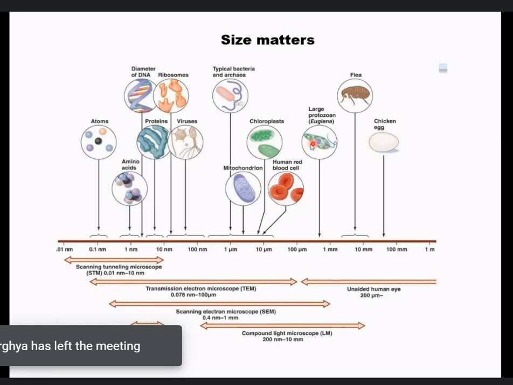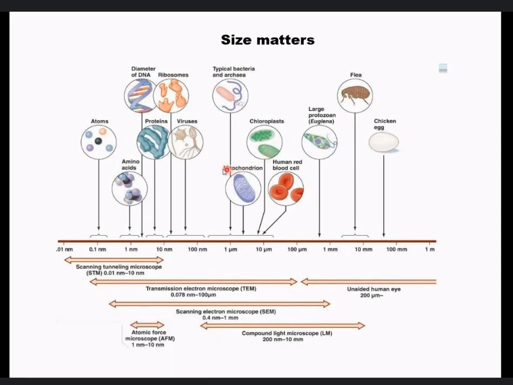Again, we have shown the idea of the sizes: chicken egg, then large protozoa, the chloroplast, mitochondria, proteins, viruses. These are sizes, and then amino acids, and then atoms. So you can have a size on the scale. These are of 10 nanometer, 1 nanometer size, and an atom is of 0.1 nanometer, as I mentioned earlier. Also, these are various kinds of microscopy used, as you see: scanning electron microscopy, transmission, then atomic force microscopy, confocal microscopy, for different purposes for different size molecules.